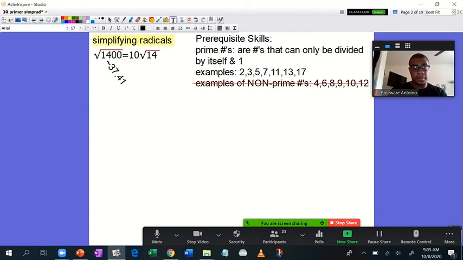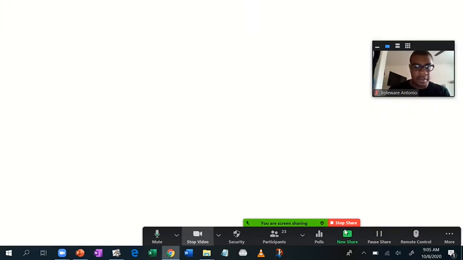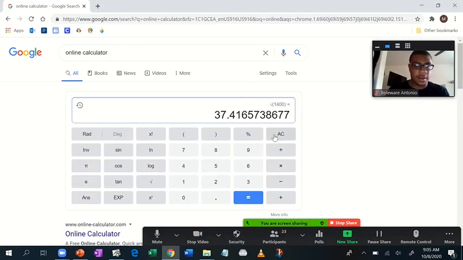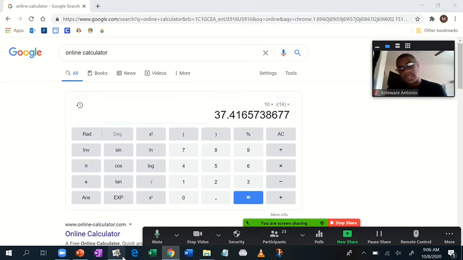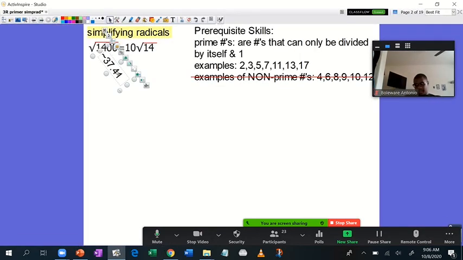Okay. So let's go ahead and do 10 times root 14. I'm going to go 10 times root 14, close the parentheses, and watch this. You get exactly the same thing, 37.41. So these two are exactly the same thing. They're both 37.41. Now, this is not simplified.